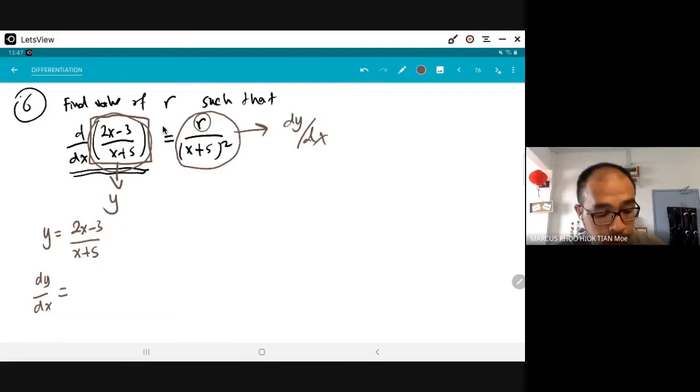Dan ini kita pernah nampak, this is a quotient, hasil bahagi punya equation. Kan yang ada bahagi-bahagi semua itu kan. So I give you 2 minutes. Tell me what is the differentiation of this.